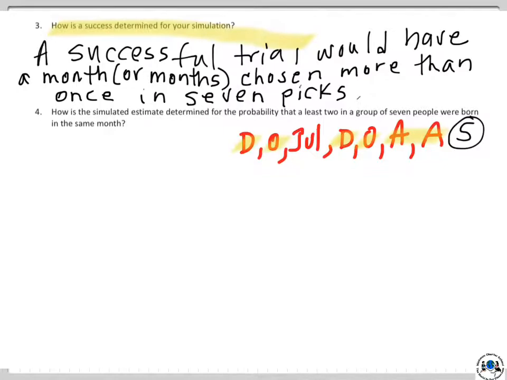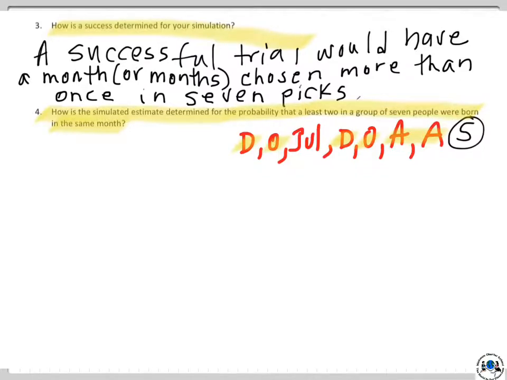Okay, and then here, number 4 asks, how is the simulated estimate determined for the probability that at least 2 in a group of 7 people were born in the same month? Okay, how do you determine it? Well, you're going to do it, of course, if you choose to. I'm not going to do it, honestly, but if you do it, I would be really, really happy. It'd be fun to actually see what you did.